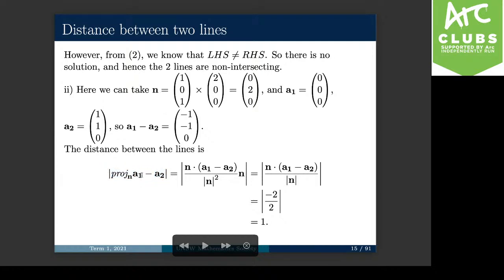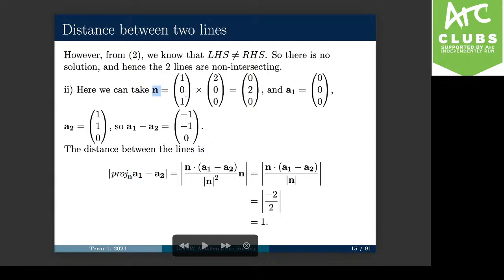Where A1 is the position vector of the first line and A2 is the position vector of the second line, and N is the normal to the two lines. So we first find the normal.